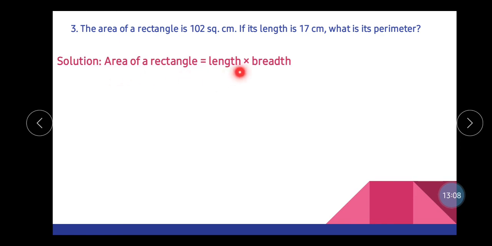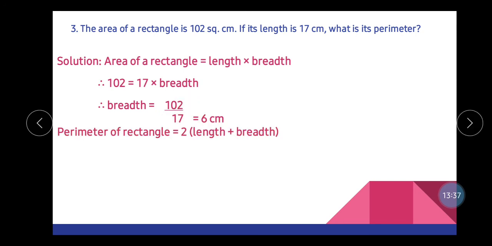Area of rectangle is equal to length into breadth. We will be substituting the values. Area of rectangle is 102. Here it's equal to sign, we will also put equal to sign. The length is 17 into breadth. We don't know it, so we'll copy breadth as it is. Now we need to find the value of breadth. So we will be dividing both the sides by 17. When you divide 102 by 17, we will get 6, because 17 into 6, we get 102.